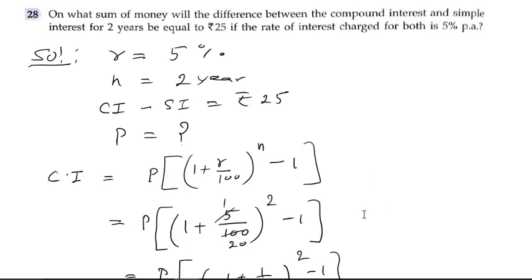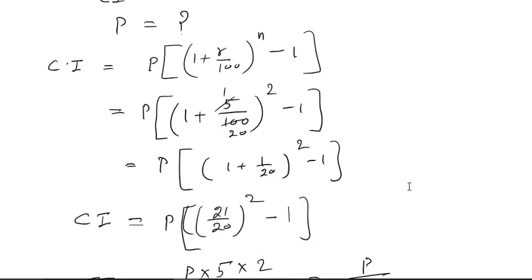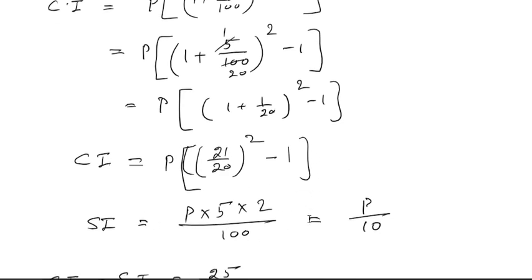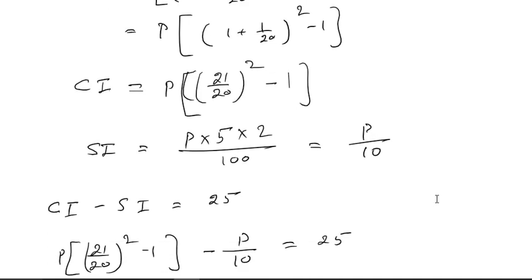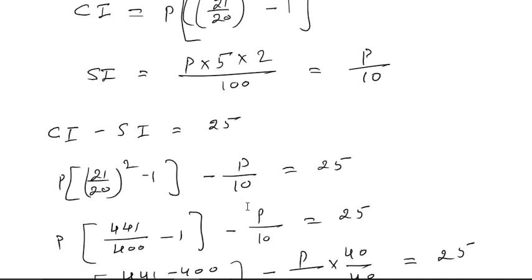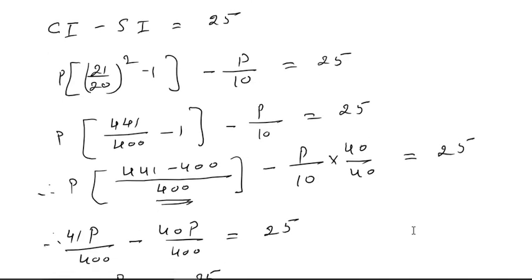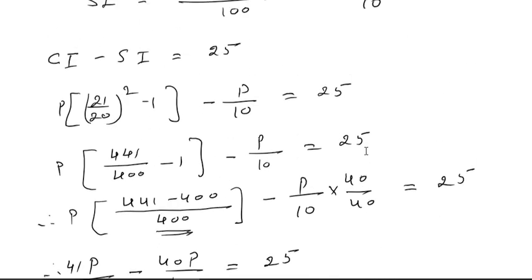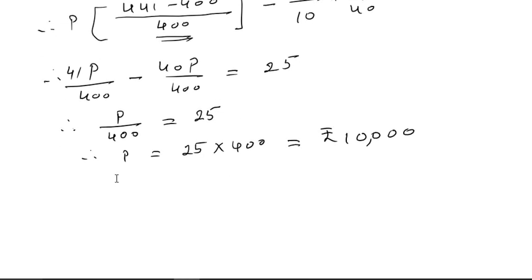So for 2 years we will apply the formula and get a simplified version. Then for simple interest for 2 years we have PRT upon 100. So this gives us P upon 10, and for their difference, we write and equate. After equating we get the value of P. So this is simplification. You know how to simplify. Do the simplification and get the answer.